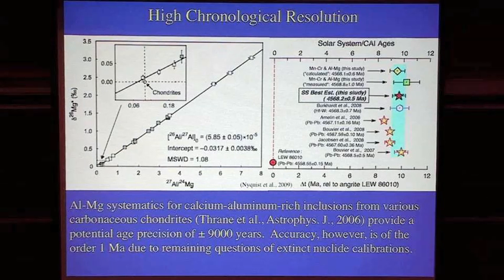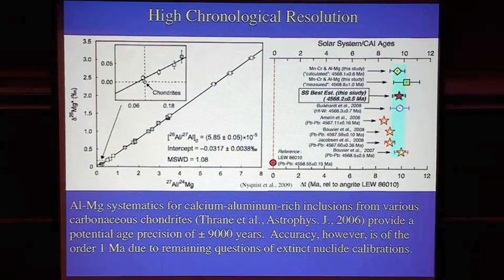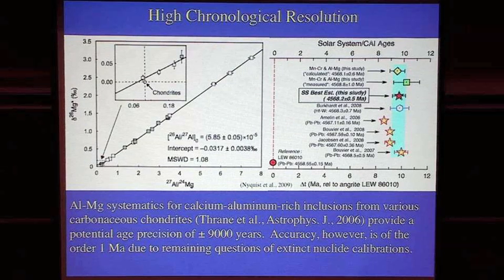So it's the magnesium-26 to magnesium-24 ratio versus the aluminum-27 to magnesium-24 ratio. So you get these beautiful lines. From that line, you can get a slope that's 5.85 plus or minus 0.05 times 10^-5. So that gives you the abundance of this isotope when the aluminum-magnesium system in these calcium aluminum rich inclusions closed. Now, we'll get to what that actually means and how you interpret that as an age.